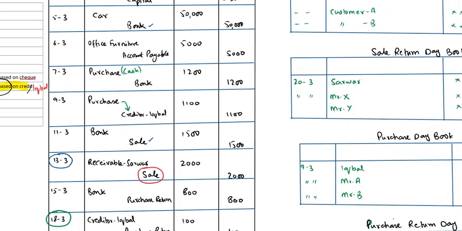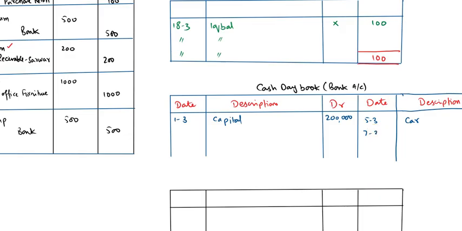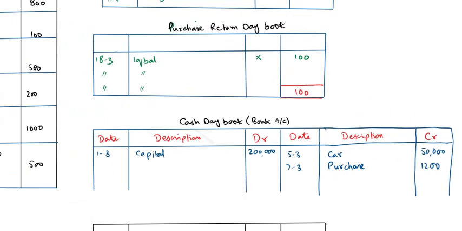Another bank transaction will be this one, that is 1200. The business bank account will decrease because the business purchased goods. So on 7th March, purchases are debit and bank credit. So bank credit is by 1200 against the purchases on 7th March. The bank balance will decrease by 1200 because the business purchased goods.